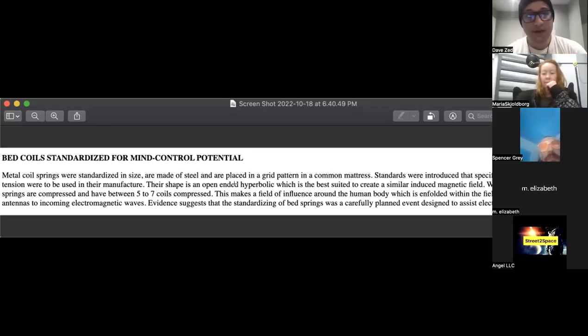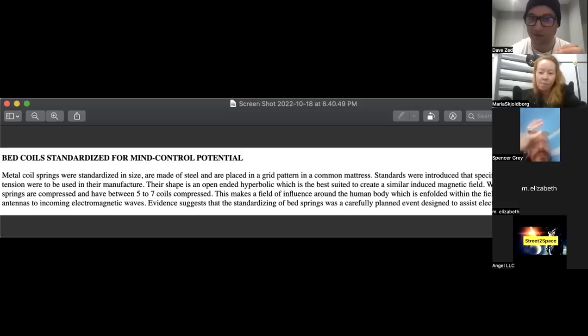So let's look. Bed coils standardized for mind control potential. Metal coil springs were standardized in size, are made of steel, and are placed in a grid pattern in a common mattress. Now, before I go on, I want to say that this grid pattern is eerily similar to that of the Kabbalah, just like that Department of Defense slide we looked at last week. Standards were introduced that specify how many coils and what tension were to be used in their manufacturing. Their shape is an open-ended hyperbolic, which is the best suited to create a similar induced magnetic field.